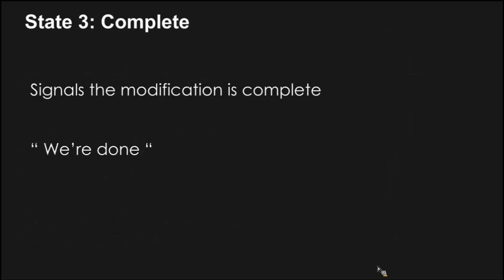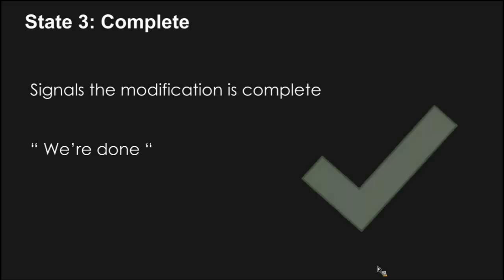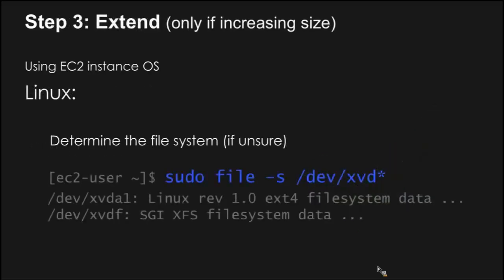Now, if you're increasing the volume size, as soon as you enter that optimizing state, the volume is the target size. So now you're able to take advantage of that. Then you would go to the next step and extend the file system of the OS so that your file system can now gain access to that additional storage that you added as a part of extending your volume.